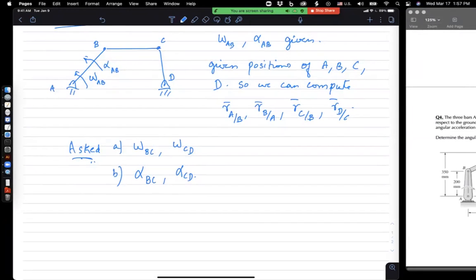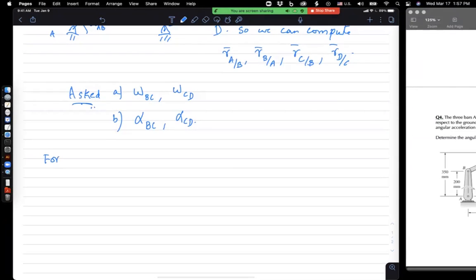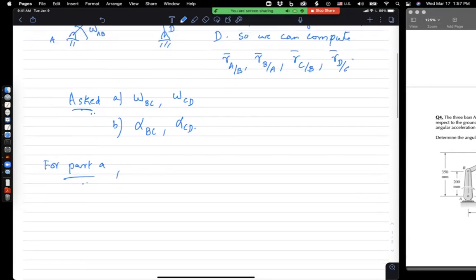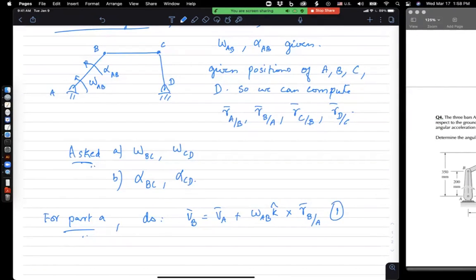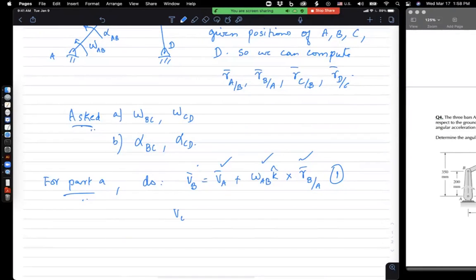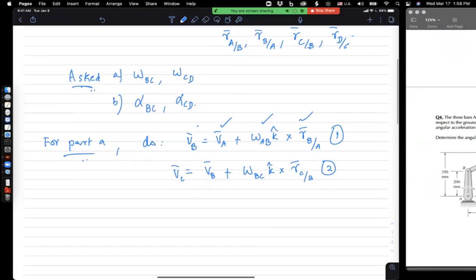So all these problems more or less follow the same template. There's just 2 equations, one for velocity, one for acceleration, and you keep using them over and over again until you have enough equations for the unknowns. So for part A, VB equals VA plus omega AB K crossed with R B with respect to A. That's equation number 1. This is known, this is known, this is known, so you can compute VB. And then VC equals VB plus omega BC K cross R C with respect to B. This is 2.